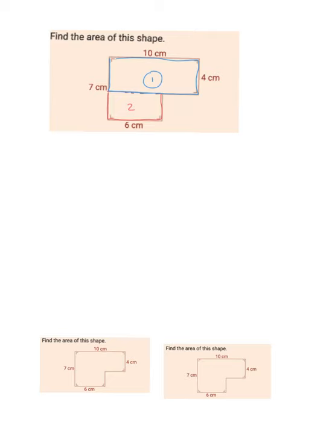Okay, so the area of 1 then you can see is a rectangle, so it's length by breadth. So that will give me 10 by 4, which is 40. Shape 2 again is a rectangle, so we get the area of that. So number 2 then it would be a rectangle, so it's length by breadth.